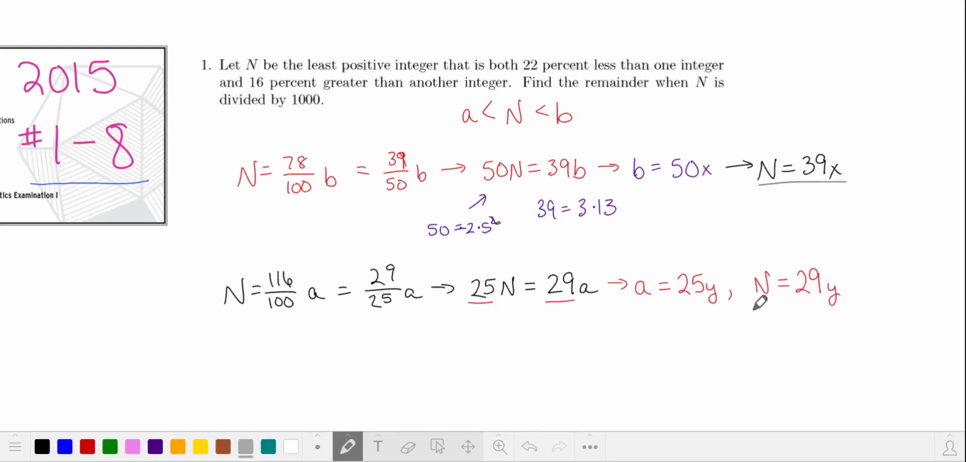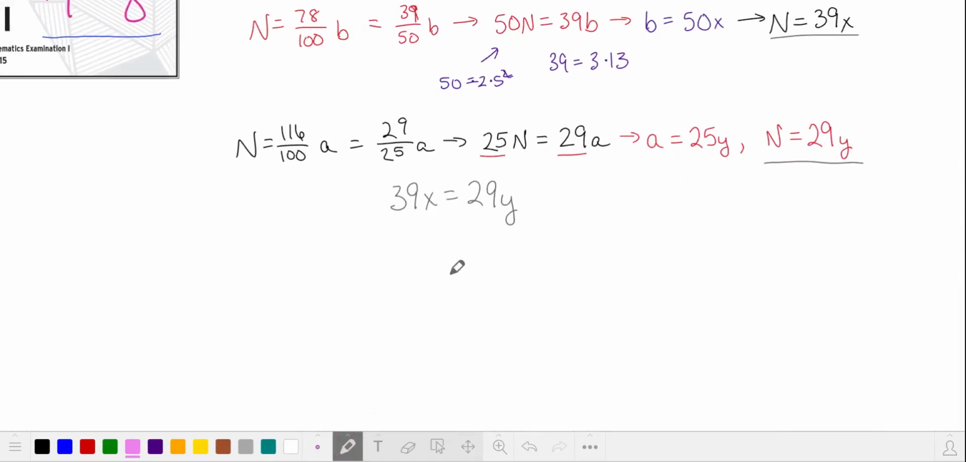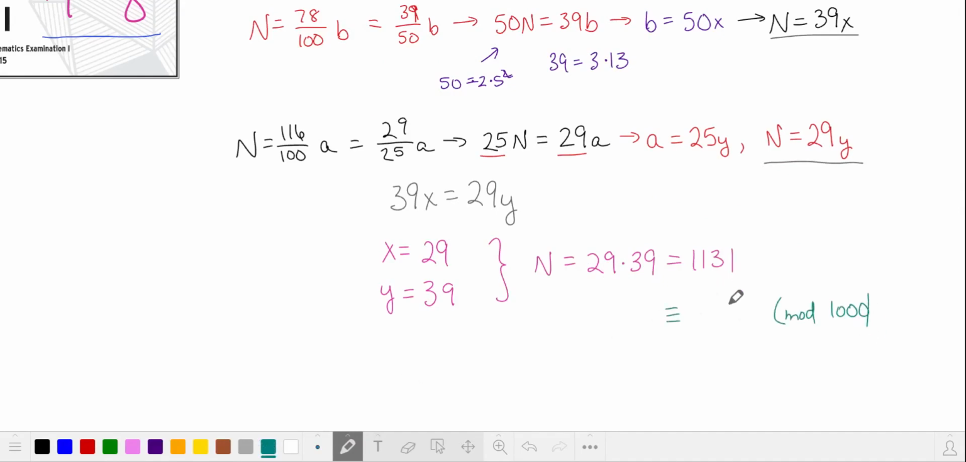We can set these two equal to each other. 39x equals 29y. These are all integers and there are no primes in common between 39 and 29. So our solution is x is 29 and y is 39. n is the product of these two numbers, which is 1131. In mod 1000, that's 131. Let's go to problem 2.